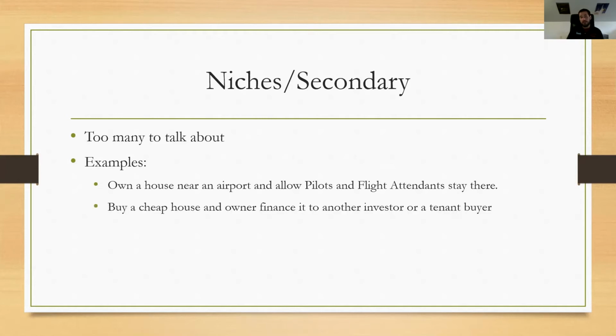You could buy a property cheap and then owner finance it to another investor or a tenant buyer. So let's say you find a property, you fix it up, and instead of just selling it, this is what I like to call a very slow flip. So let's say that you find a deal and you're like, oh, this is amazing, but I don't really want to hold this forever. Like I want to be off of this at some point, but I don't want to flip either. So you find this hybrid method.